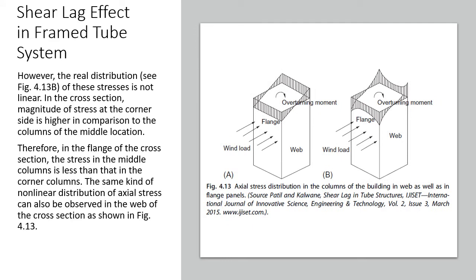However, the real distribution, as we can see in figure 4.13b, of these stresses is not linear. In the cross-section, the magnitude of stress at the corner side is higher in comparison to the columns of the middle location. Therefore, in the flange of the cross-section, the stress in the middle columns is less than that in the corner columns. The same kind of nonlinear distribution of axial stress can also be observed in the web of the cross-section, as shown in figure 4.13.